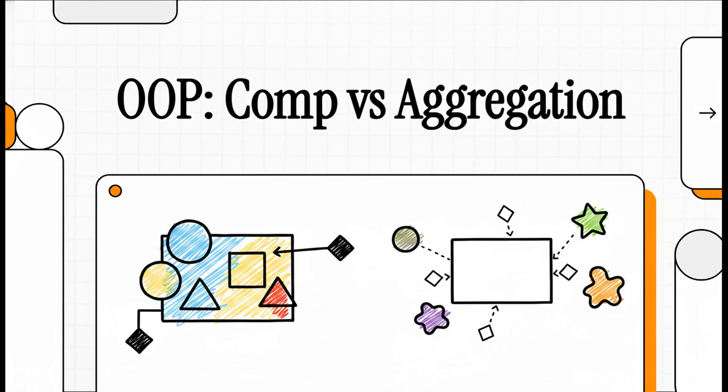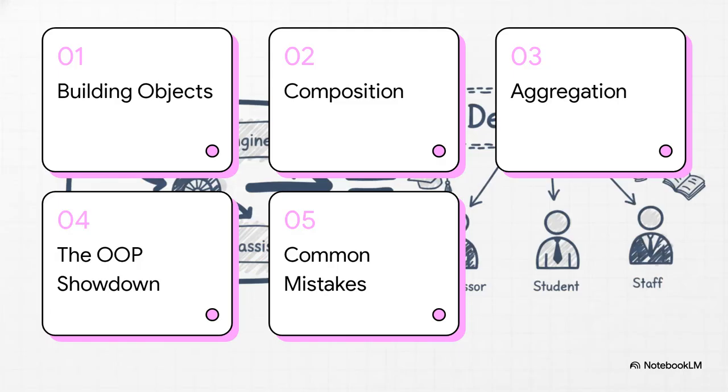But here's the catch. The way these components actually relate to each other literally changes everything about how our software behaves. So today, we're going to masterclass relationships by breaking down the difference between tightly coupled composition and looser aggregation.